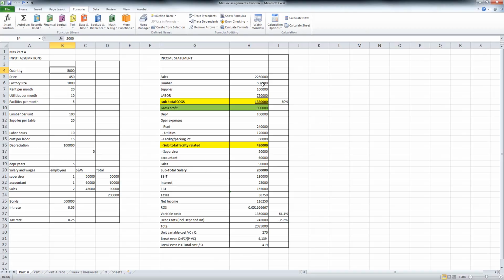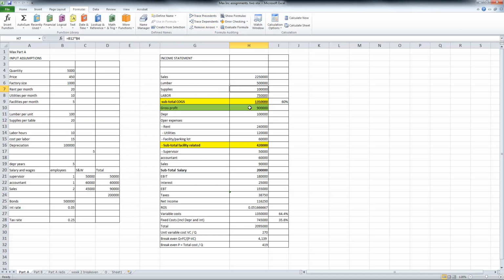The lumber is also a function of how many tables or chairs we're going to make, and obviously how much lumber each chair requires. If I show you my formula, you can see it is coming from the quantity and also from the lumber per unit. Look at the supplies, same thing. I need the quantity and how much I am spending per table for supplies.